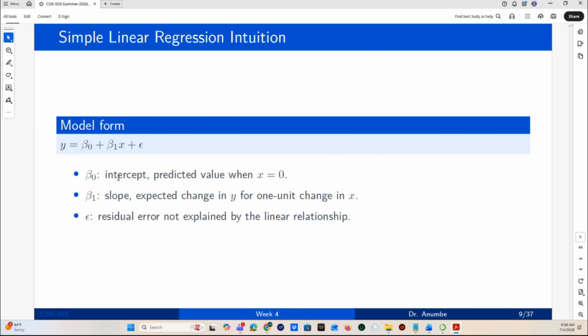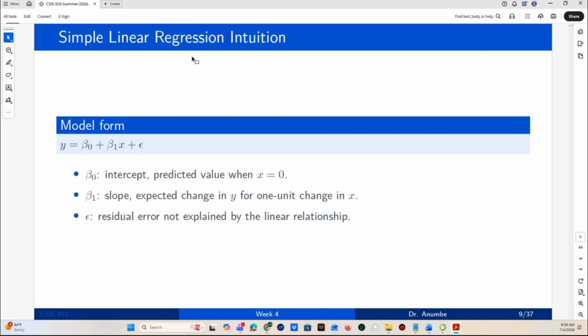Beta 0 is essentially the intercept. So if you draw a line across the X-Y plane, there is some kind of slope happening there. The intercept is the predicted value when x is equal to 0. So at the point where x is equal to 0, this will be your intercept.